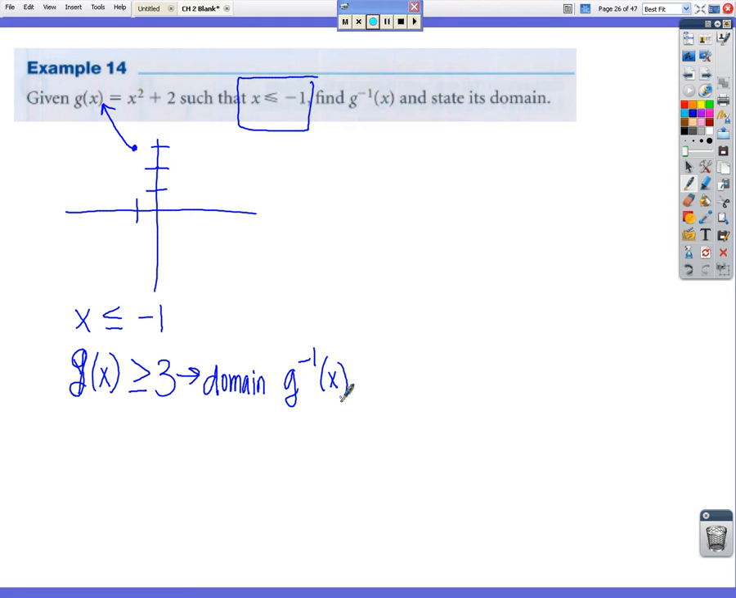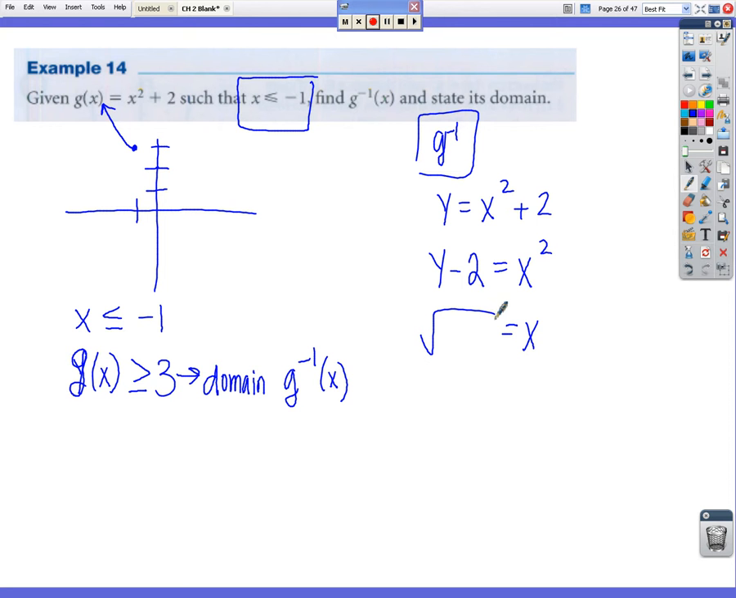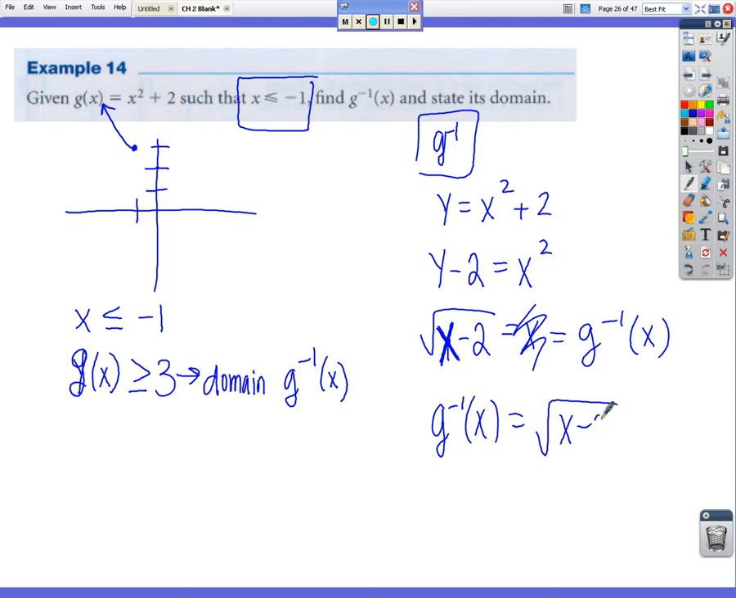But we need to find g inverse. To find g inverse, I switch the x and y's. Same exact problem we had a second ago. x is equal to square root of y minus 2. And so this is my inverse function now. And when I write my inverse function, you notice I got to rewrite the x value. So my g inverse of x is equal to the square root of x minus 2, and the domain now will become x is greater than or equal to 3.